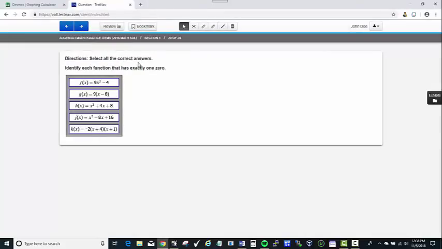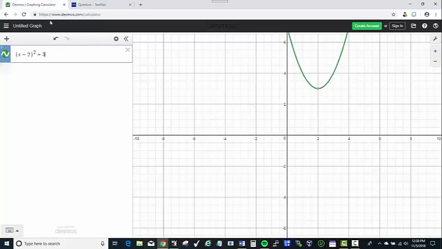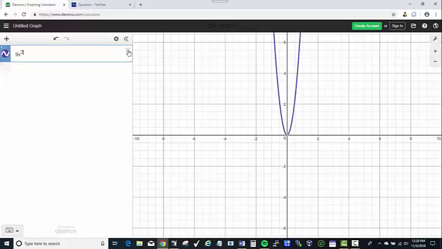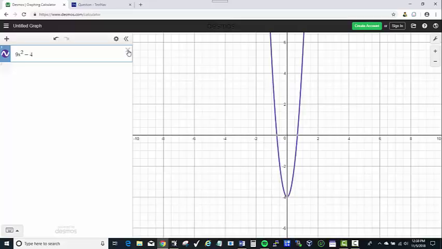Select all the correct answers. Identify each function that has exactly 1 zero. Easiest way to do this, just graph them all and see which ones have exactly 1 zero. Let's start with 9x squared minus 4. Well, it's not that one. That one has 2 zeros.